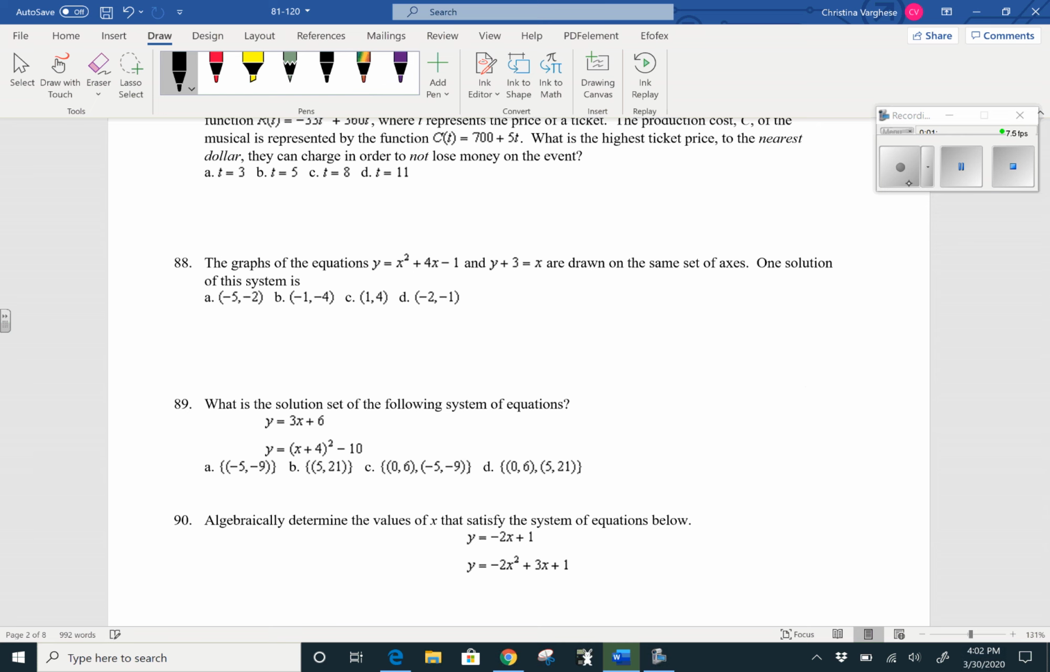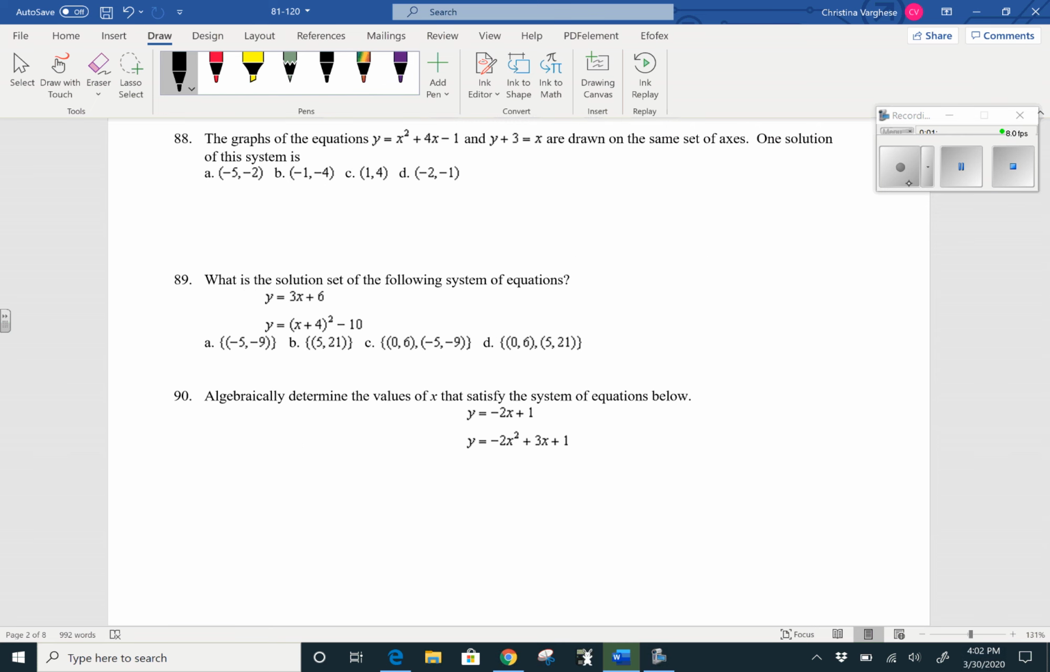I'm just going to erase these so this will be fresh. Question number 90 says do this algebraically. So this turns into an algebra 1 problem. Remember that in algebra 1 you learned that you set this: negative 2x plus 1 equals negative 2x squared plus 3x plus 1. If you do this question on the graphing calculator, you will get an answer, but out of the 4 points for this question, you only get 1 out of 4. That's better than nothing, but since this is an opportunity for us to learn, and this is a packet that you need to turn in, you need to actually do this algebraically.